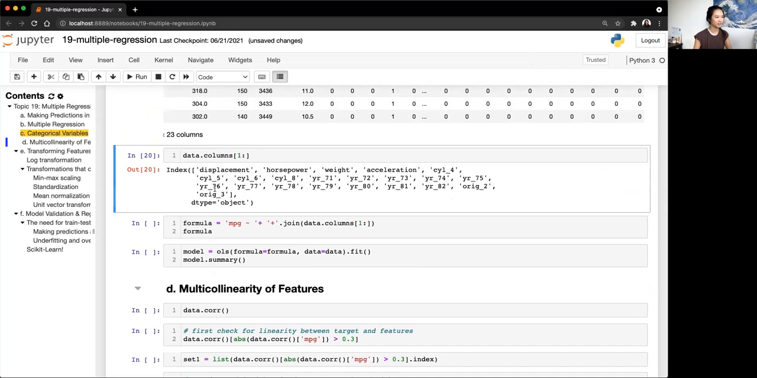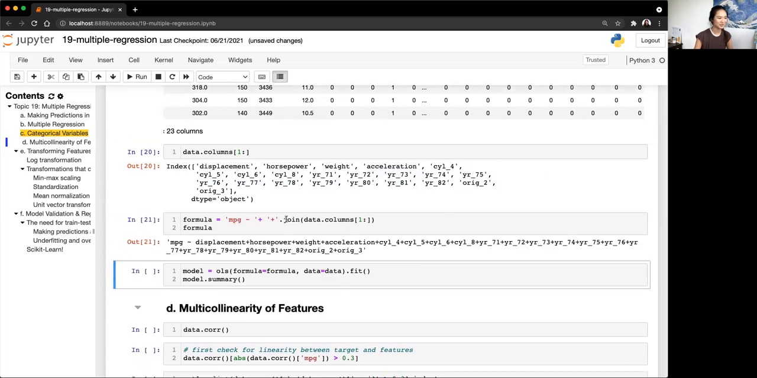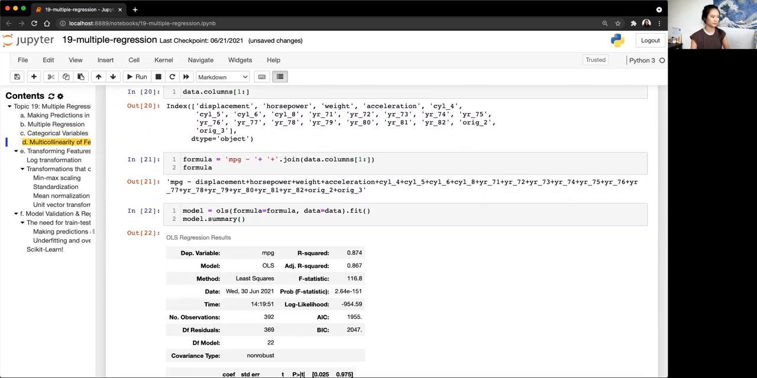So here you can see the columns. I have cylinder 4, 5, 6, 8, all these different year values and the different origin values. For the formula, because I don't want to type each of these individually, you can use a dot join to throw that together. So you can see here, I have my formula generated just by doing a plus dot join. And let's fit our model to see what that looks like.